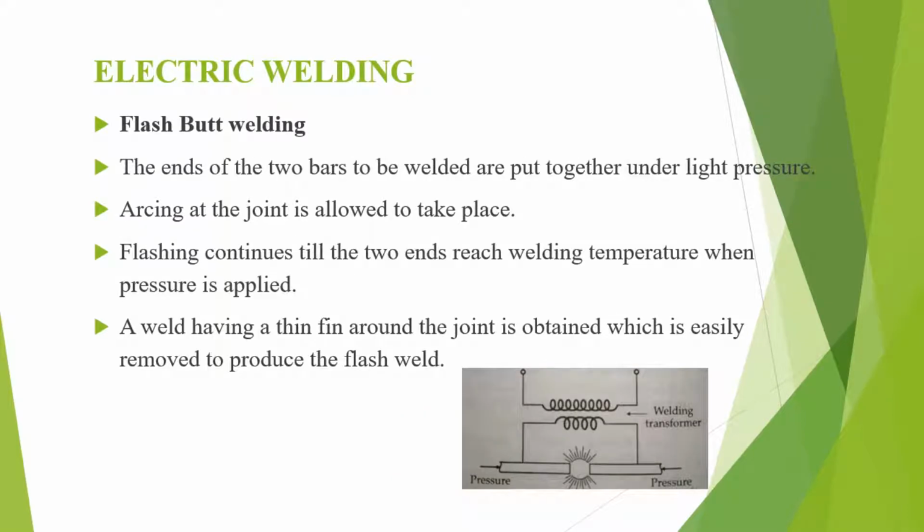Flash butt welding. The ends of the two bars to be welded are put together under light pressure. An arc is produced at the joint and the flashing continues till the two ends reach the welding temperature, and then pressure is applied. A weld having a thin film around the joint is obtained, which can be easily removed to produce the flash weld.